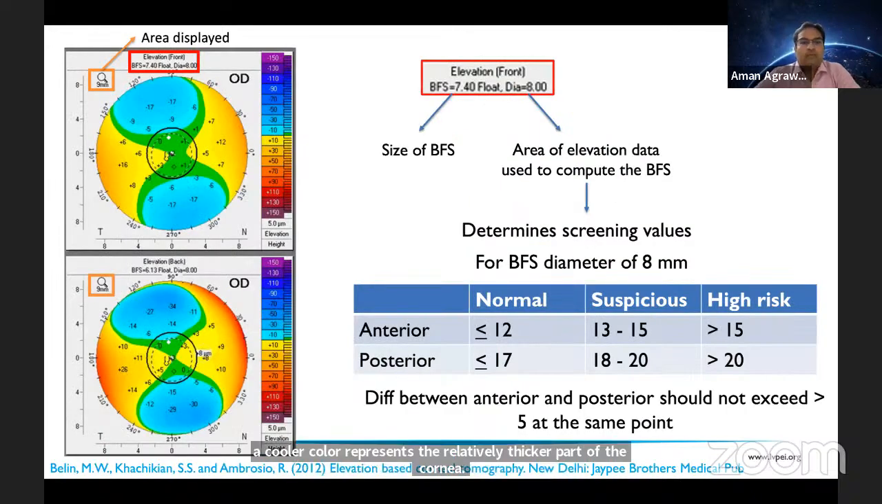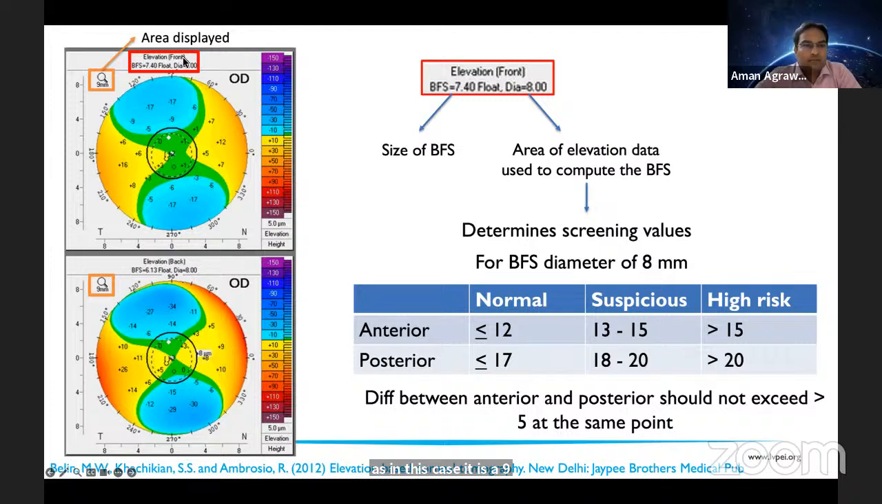So coming to the elevation map, this is the output from the quad map of the Pentacam, which shows the elevation of both the anterior and the posterior surface of the cornea. First, we should also look at the amount of area or the amount of information that is displayed for us. As in this case, it is data from 9 millimeter of the cornea.